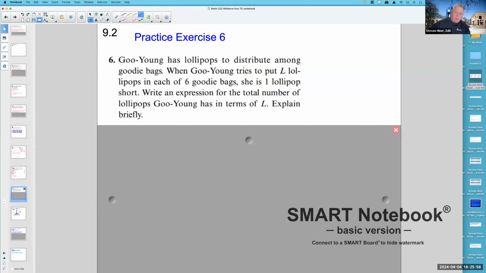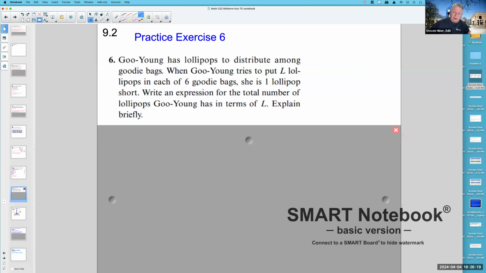Young has lollipops to distribute among goodie bags. When Young tries to put L lollipops in each of 6 bags, she's 1 short. Write an expression for the total number of lollipops in terms of L, and then briefly explain. Please be careful when you see the word explain that you actually do put this in some kind of words too. Don't just write the expression.